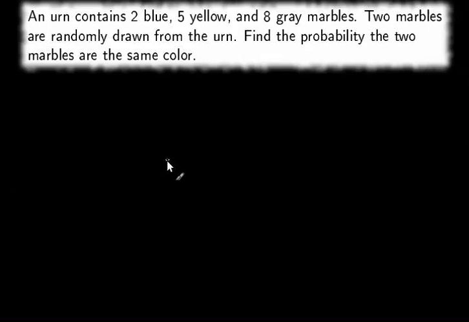An urn contains 2 blue, 5 yellow, and 8 gray marbles. 2 marbles are randomly drawn from the urn. Find the probability that 2 marbles are the same color.